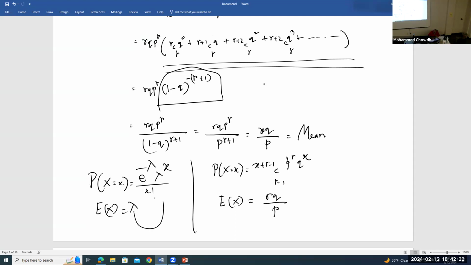These means exist in these distributions, but that mean does not exist in this distribution. Do you understand? This mean which you derive mathematically exists in this directly, okay? But that rq over p does not exist in there.